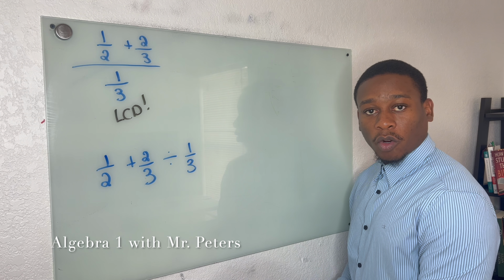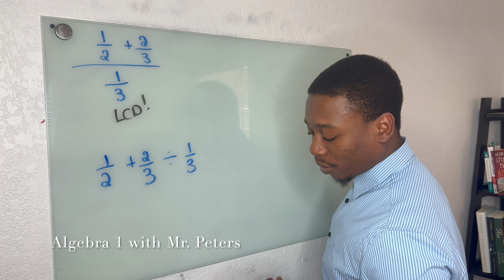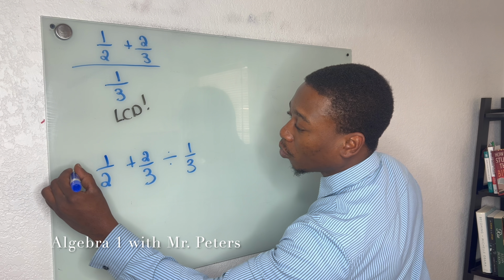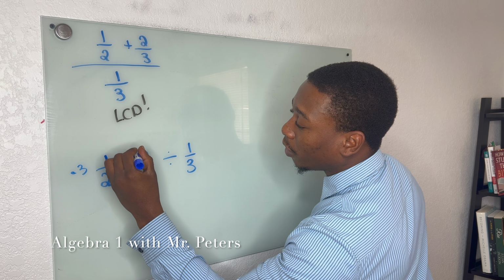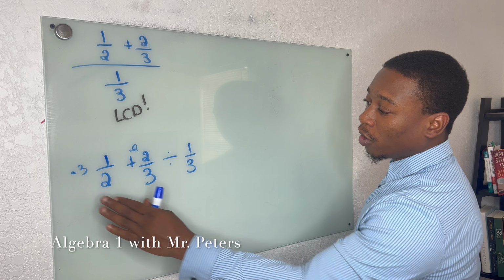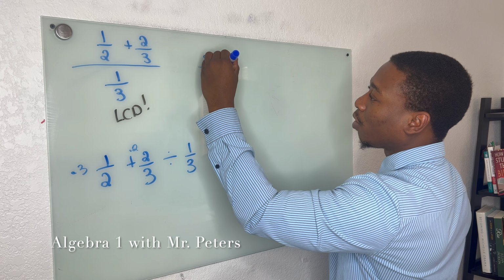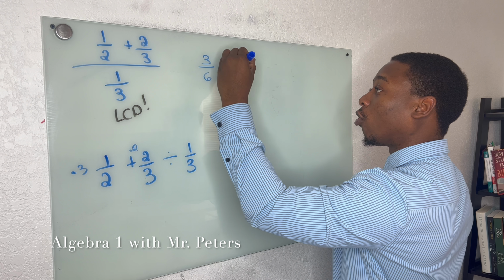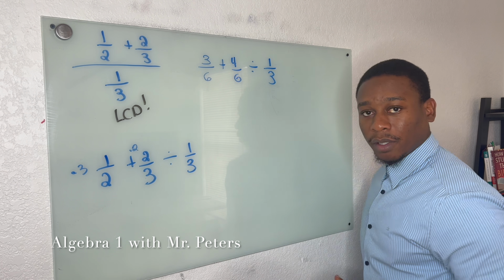So if we focus here, we know that our common denominator is going to be 6. Right? So that means I'm going to multiply this fraction here by 3 and this fraction here by 2. I'm going to leave this fraction alone for now. So once we multiply, we're going to get 3/6 plus 4/6, and we're dividing this by 1/3.